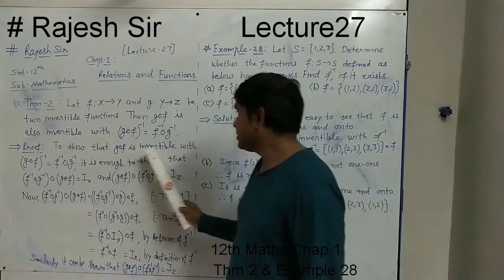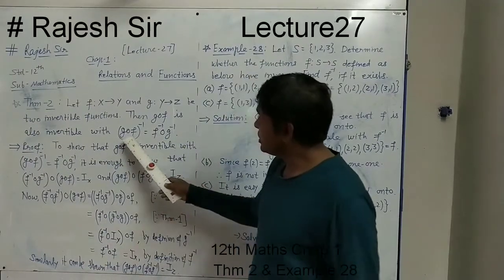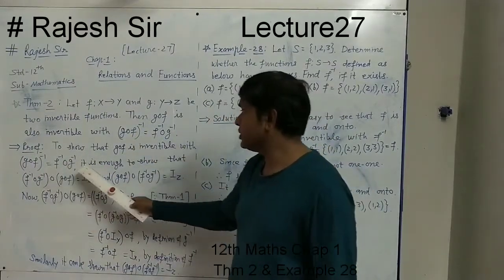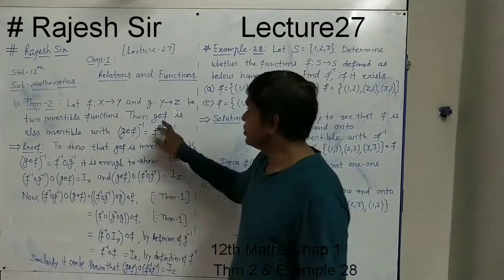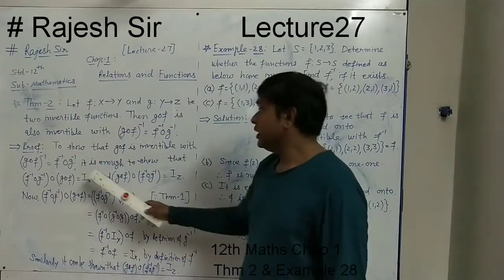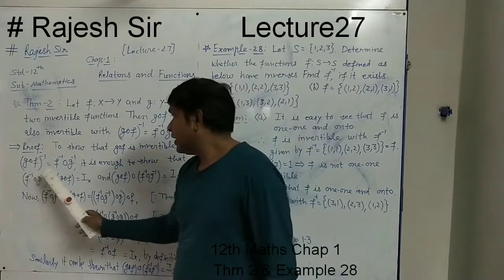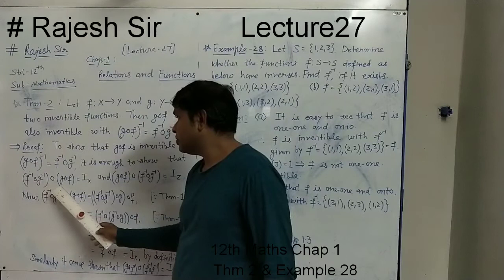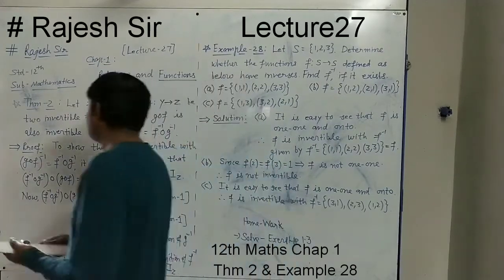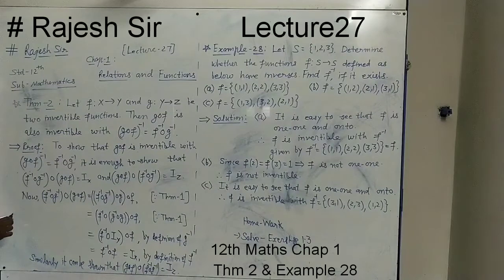We want to show that g of f is invertible, and we want to show this also: (g of f) whole inverse equals f inverse of g inverse. To show both, it is enough to show that f inverse of g inverse of g of f. Why this? You know that if f is invertible, f inverse of f equals I, and g inverse of g equals I, the identity function.